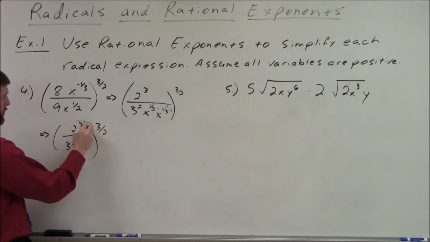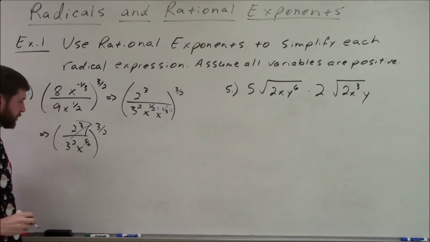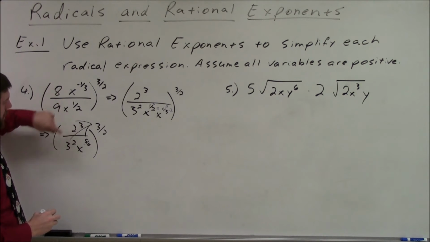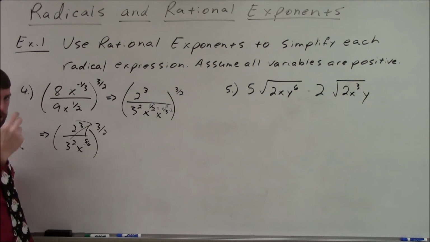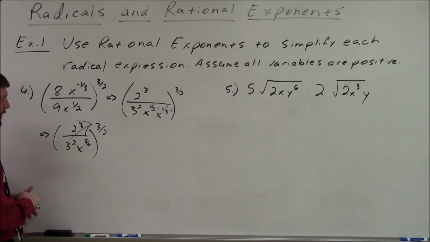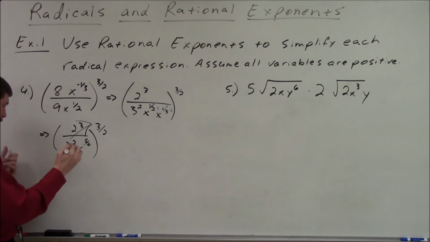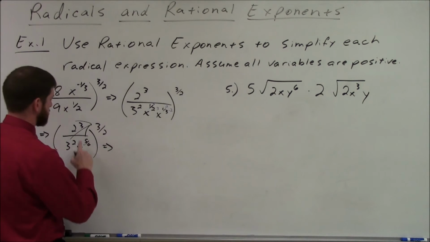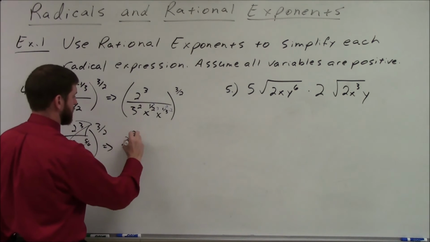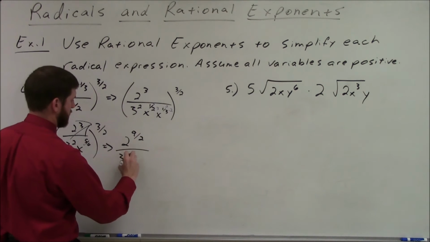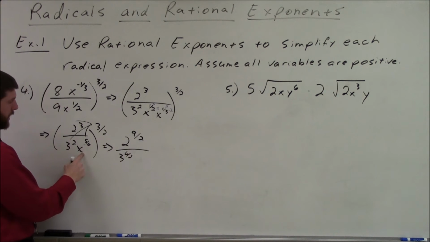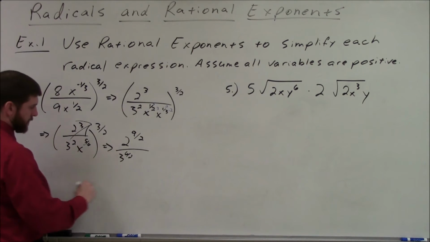From there, it's just distribute your exponent. This is product of power of a quotient and power of a product. So we get to distribute that exponent to each factor. And then we just go through and see what we've got. So 2 to the 9/2 over 3 to the 6/2, 3/2 times 2, and x to the 15/12.